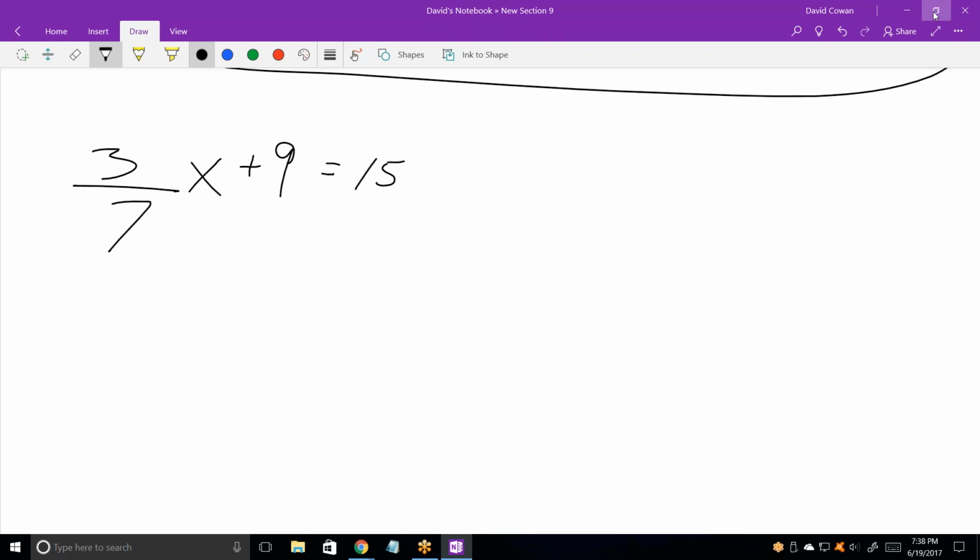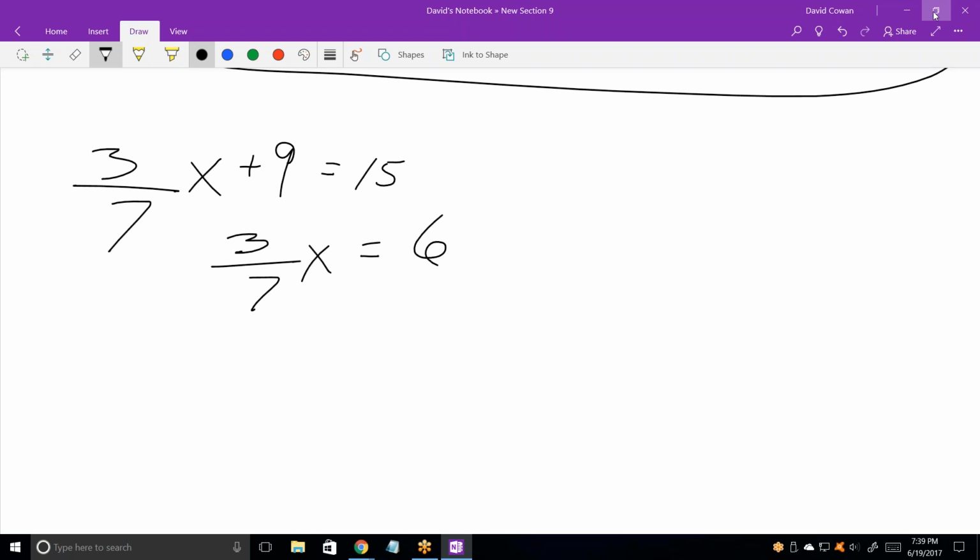What would I do? I would subtract 9. Okay, so the next line is this. And what would you do as a second step? Divide by 3/7. I guess if you could do that. That's correct, actually. It's a little confusing, though.